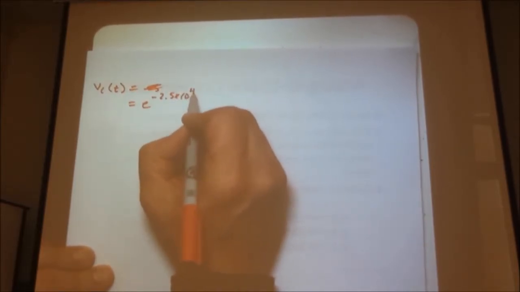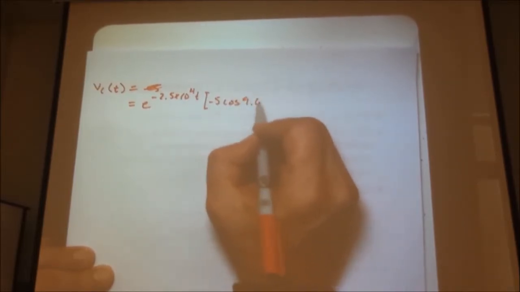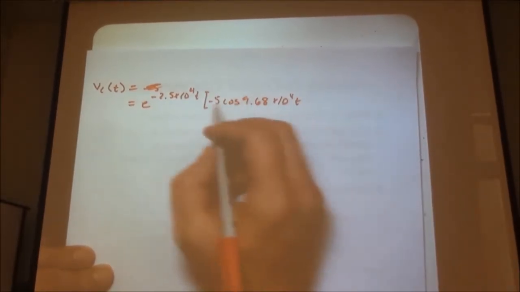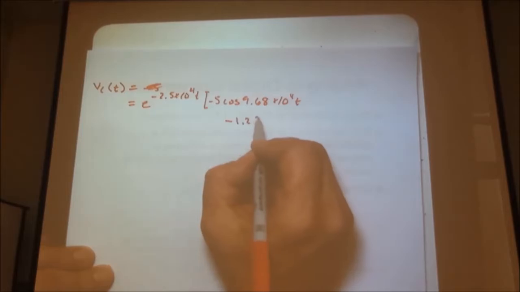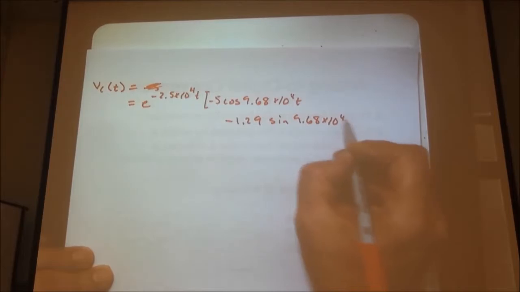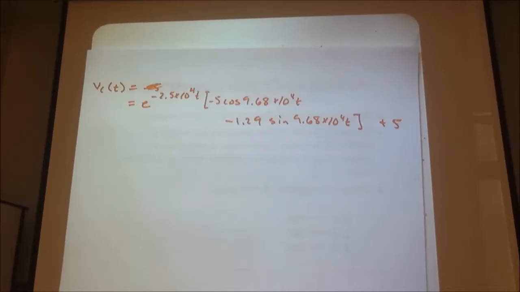VC of t winds up being, for this particular problem, minus 5, either minus what was it, 2.5 times 10 to the 4, t minus 5 cosine, 9.68 times 10 to the 4 t, and then minus 1.29 sine, 9.68 times 10 to the 4 t, plus 5. So there's our VC steady state.